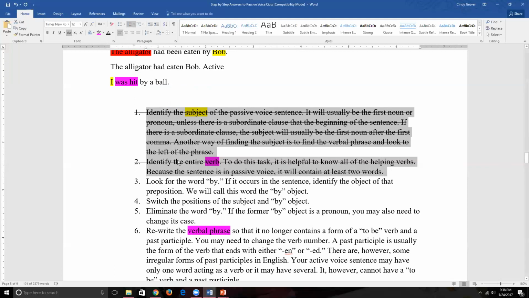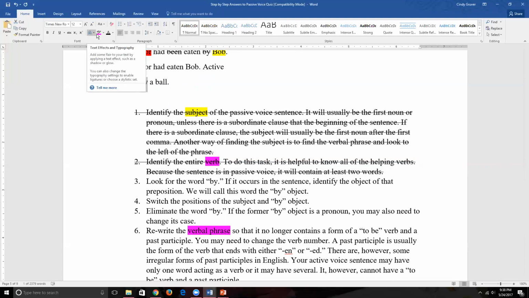We're going to look for the word by. We actually have it in this sentence, so I'm going to highlight by. I'm going to put it in gray. Now I'm going to look for the object of that preposition. The object is going to be to the right or after it. Many times it'll be directly after it. In this case it is. So I'm going to put that in blue. So I found the by, and then I found the object. So we're good to go.